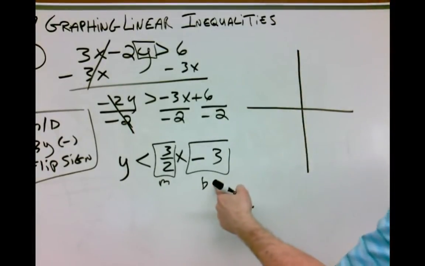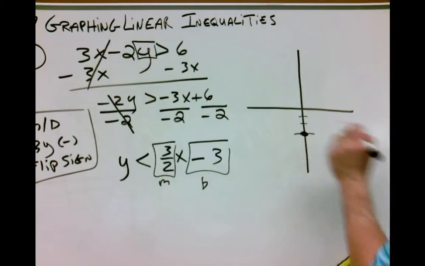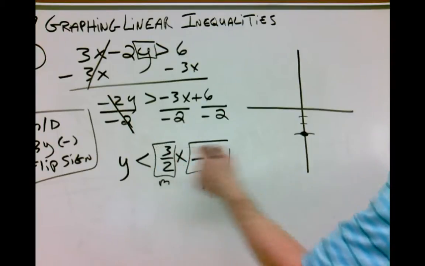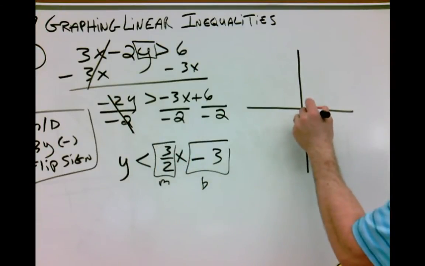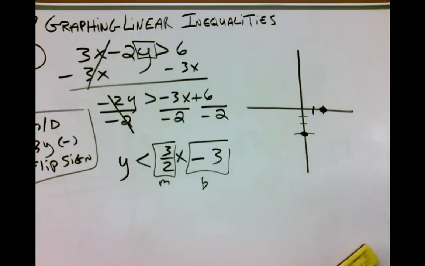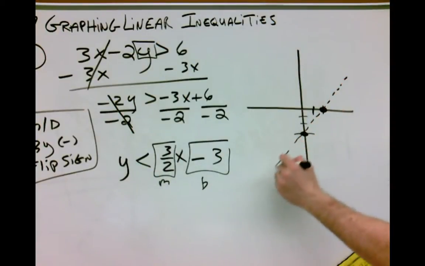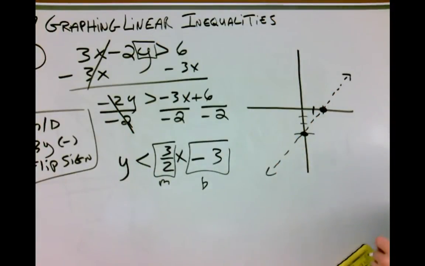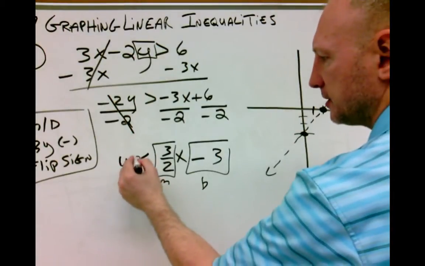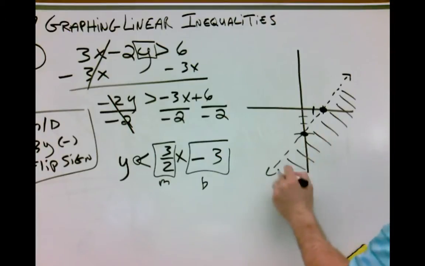Okay, so from here, my y-intercept is -3. 1, 2, 3. I put a point. My change in y, change in x. Change in y, +3. +2, 1, 2. I make a point. Do I make a solid or a dotted? Well, it's going to be a dotted because it doesn't have a line. So dotted. Do I shade up or do I shade down? Y is closed mouth next to the variable, so it means less than. So I shade below.